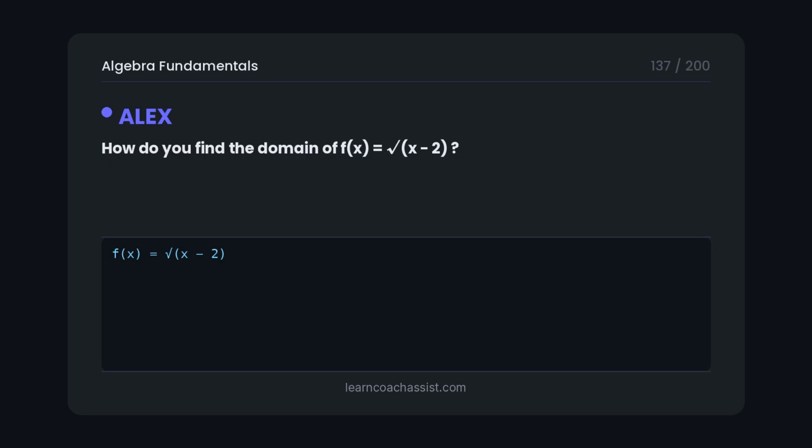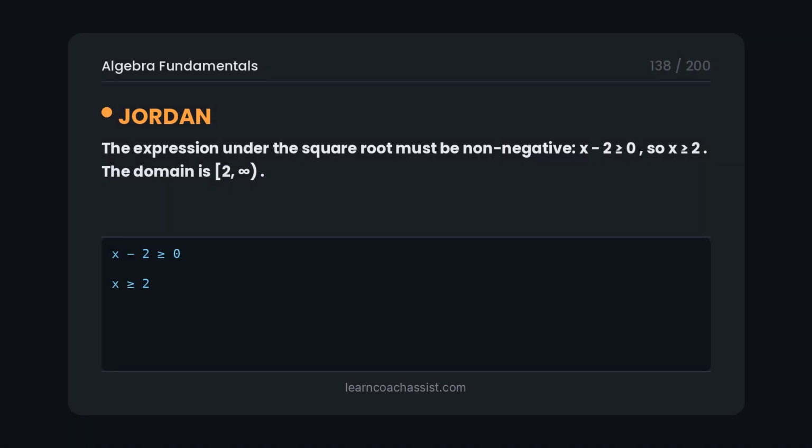How do you find the domain of f(x) equals square root of (x minus 2)? The expression under the square root must be non-negative: x minus 2 greater than or equal to 0, so x greater than or equal to 2. The domain is [2, infinity).